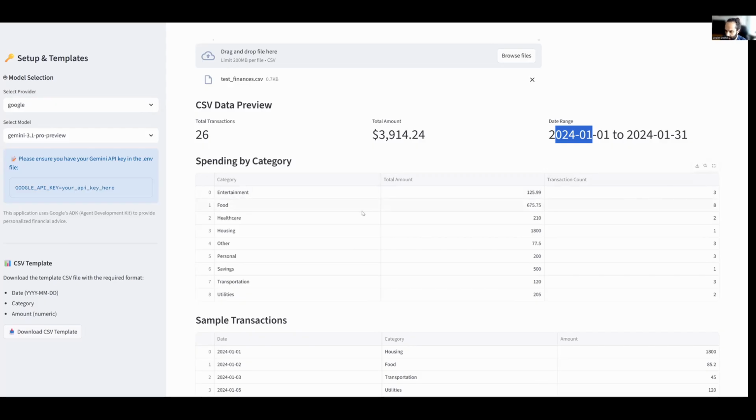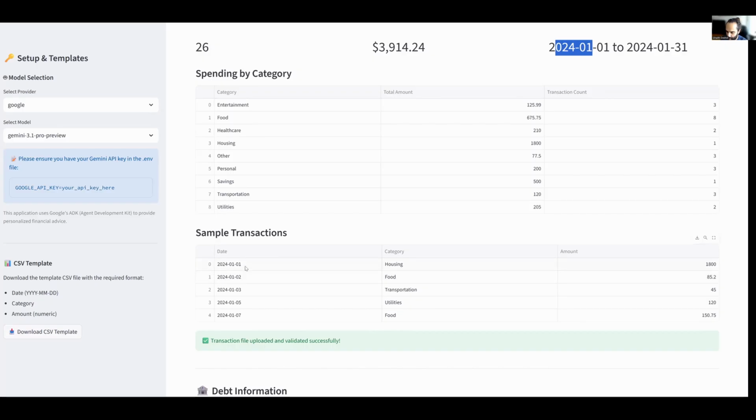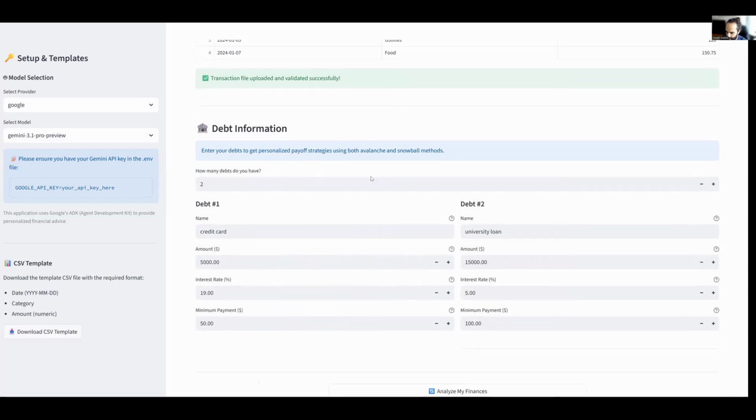So this is, based on our CSV file, a sample of the transactions. In their original format, we have the date, the category, and the amount. And this is just a part of our CSV file. But after aggregating all the transactions, we find all of them here with all the expenses part of the same category summed up together. Also, we can provide debt information if existing.